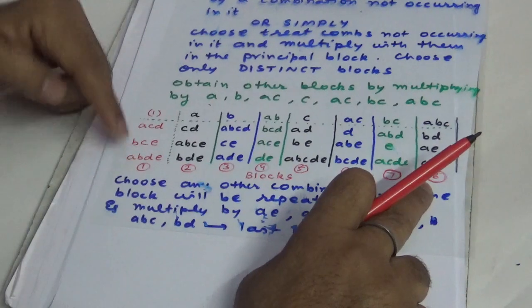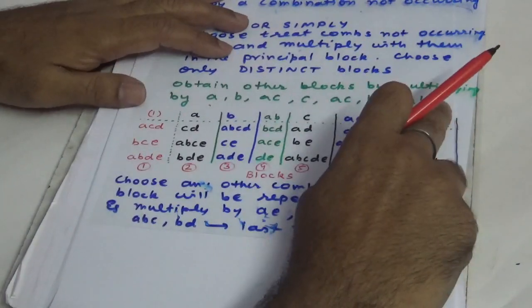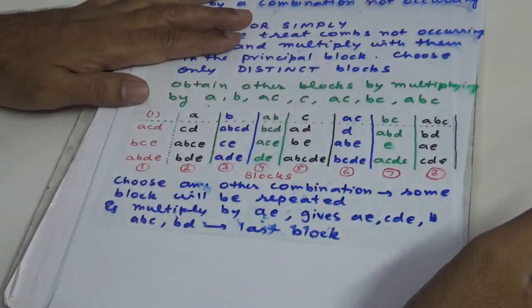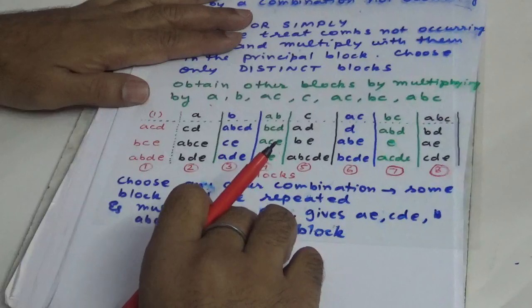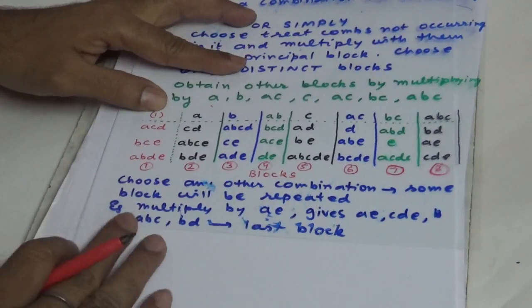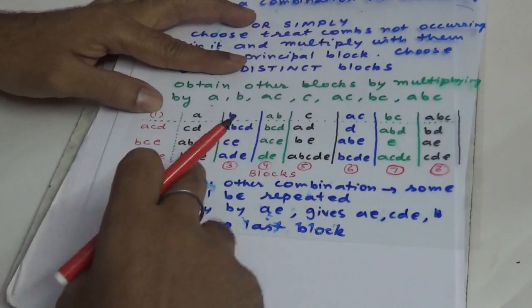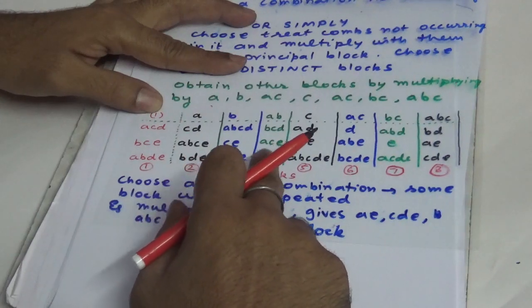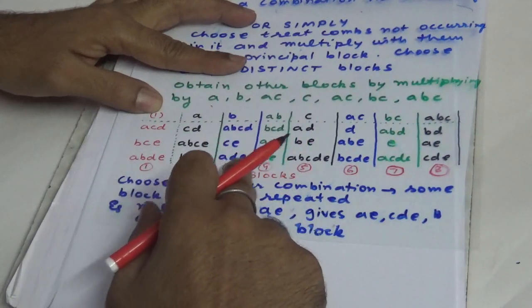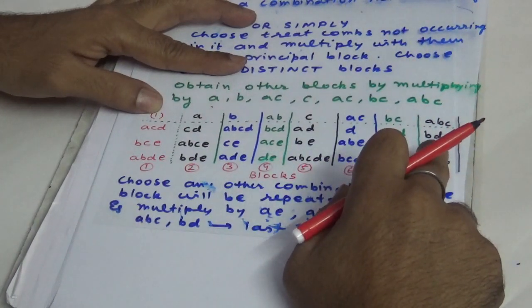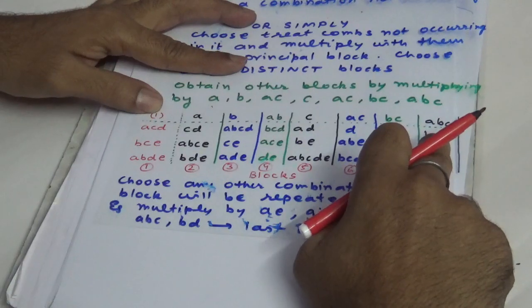Now the next question comes: in case you choose any other treatment combination, what will happen? For example, let me choose AE. If you multiply the principal block by AE, then 1 into AE is AE. Now let us see whether this AE is occurring somewhere. Not here, not here, not here, but you can see AE is already occurring in block number 8. So this is going to be repeated and we are not going to consider it.